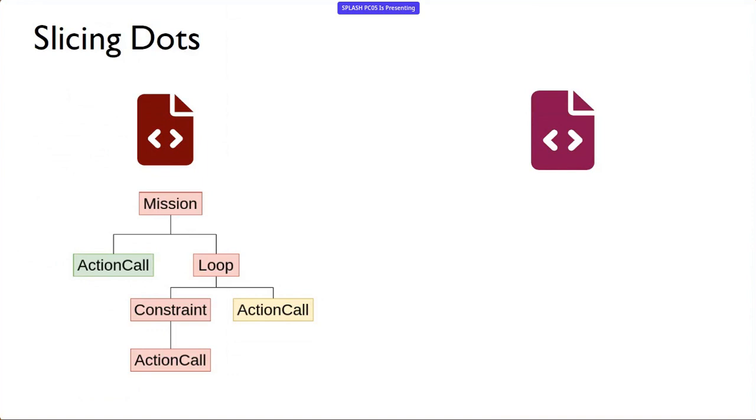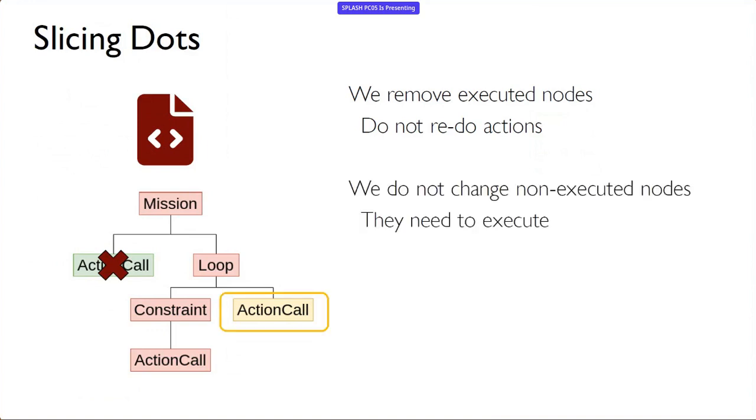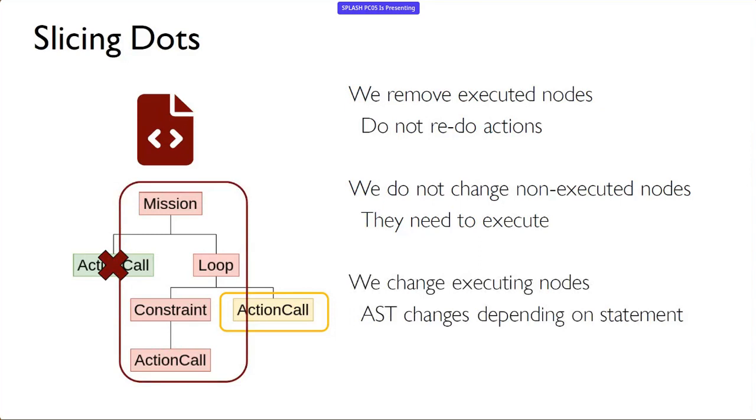So how do we slice DOTS? Well, we apply several rules. In particular, we remove executed nodes. We remove every green node from the AST. Those nodes have already been executed, and we don't want to restart the mission. We keep yellow nodes as they are. They are the future of the mission, and we need to complete them at some point. So in particular, we focus on the red nodes. What we do is take every executing node in the system, and we transform the AST according to these red nodes.